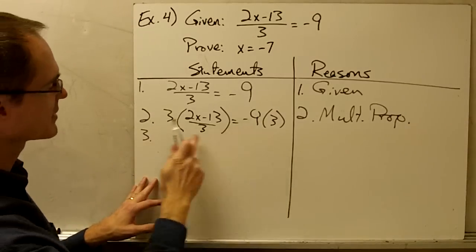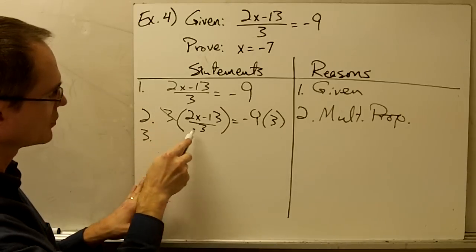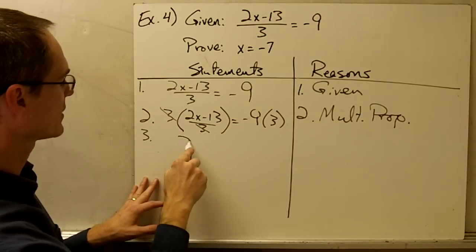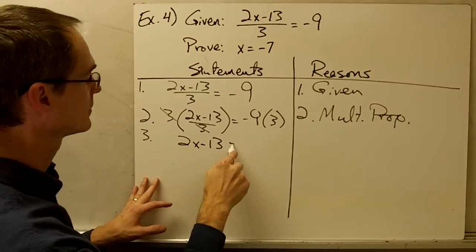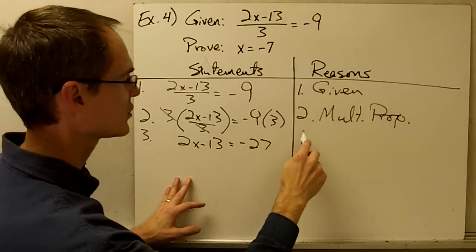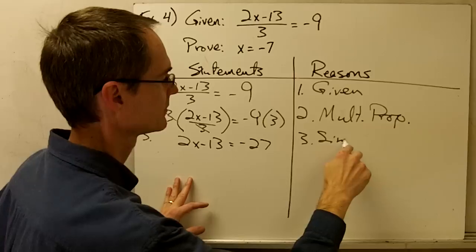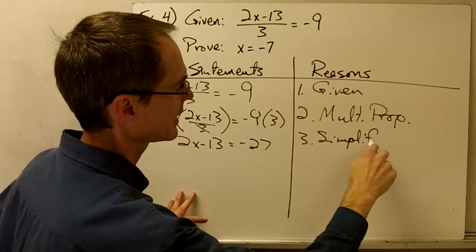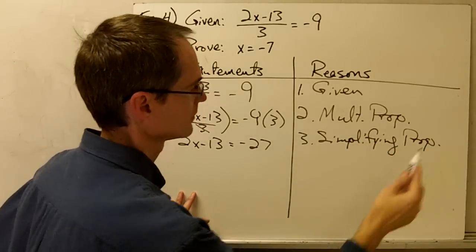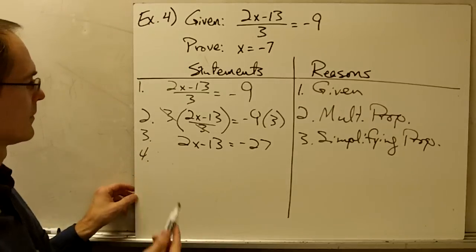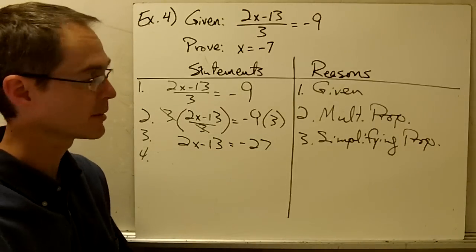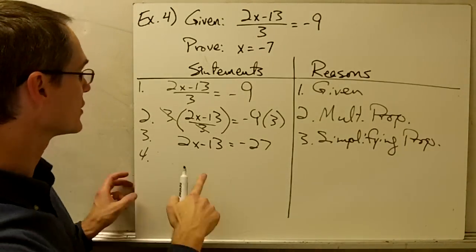Now, multiplying both sides of my equation by 3 is going to allow me to simplify this side by canceling my 3's here. That's going to give me 2x minus 13. Negative 9 times 3 is negative 27. And that's just simplifying, so that's my simplifying property. Now I have a fairly simple equation that I should be able to solve very similarly to the ones that I just did in the previous proofs.